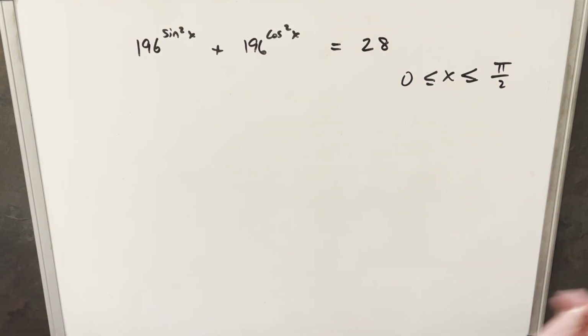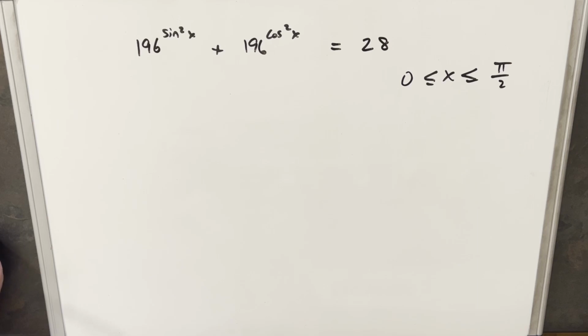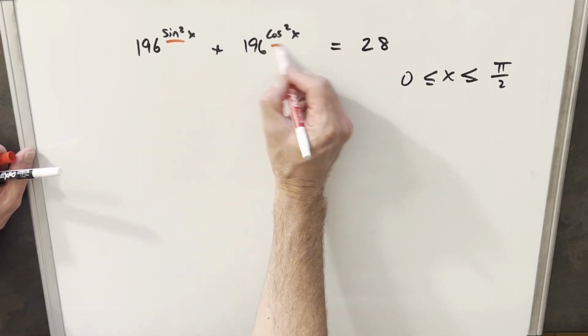First thing I noticed here is 196 is actually the same thing as 14 squared. And 28 is 2 times 14, so that's interesting. Anyway, what I wanted to do to start is we need to deal with these tricky exponents.